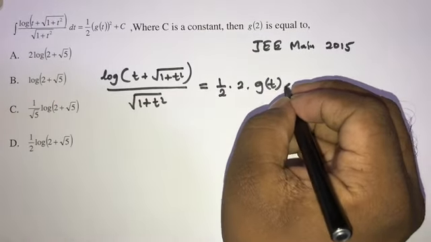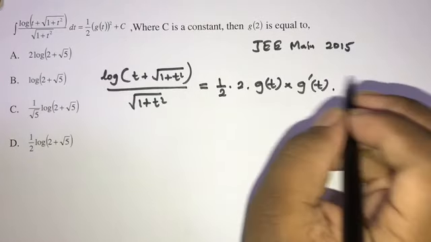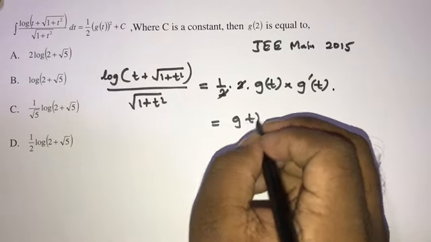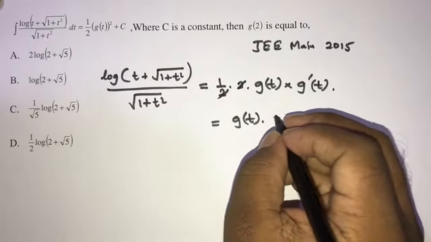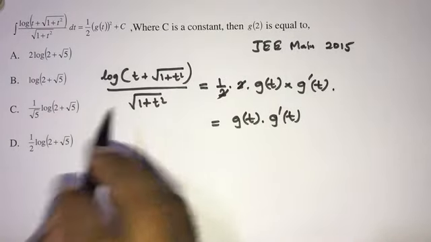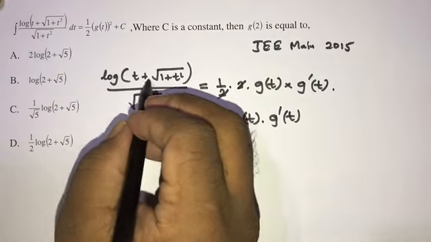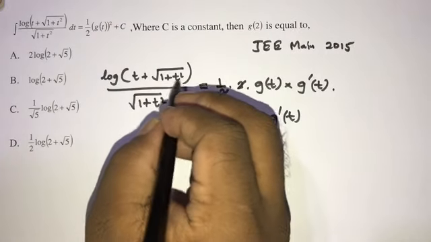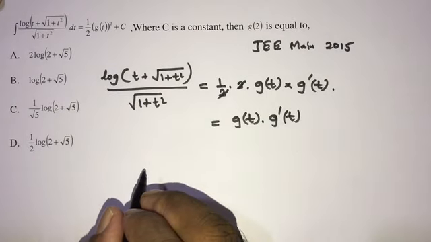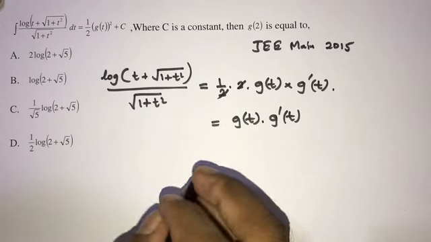g of t, and according to the chain rule, the derivative of g of t, so g dash of t. Now these two get cancelled, and now we have the product of two functions, g of t and g dash of t. Okay, now what is g of t? Also on this side we have log of t plus 1 plus t square times 1 over square root of 1 plus t square. Okay, how can we solve? How can we choose g of t and g dash of t?